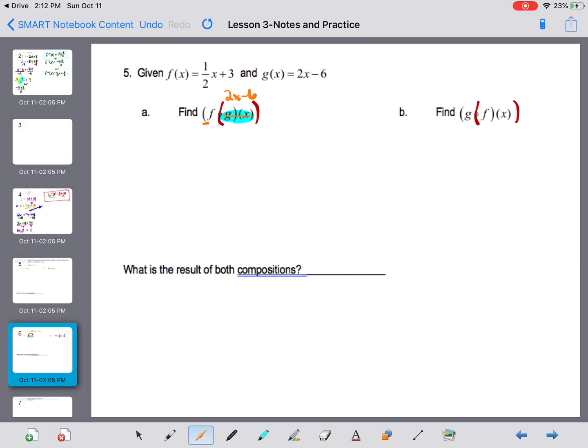So I'm going to take whatever function's on the outside, write it exactly as it is. Well, there's an x, put parentheses. So the f is on the outside, so I'm going to use the f function. Then whatever's on the inside, which is 2x minus 6, goes on the inside there.